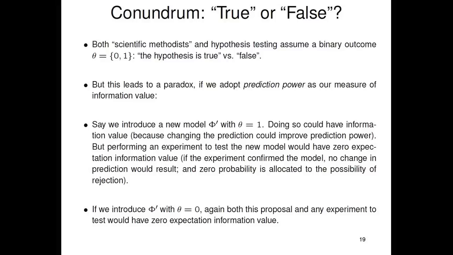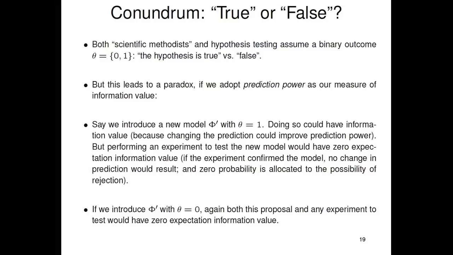Hopefully make an obvious point here that unless we allow the probabilities for different competing models to have values intermediate between 0 and 1, it is sort of a conundrum. That is to say, if we think of the scientific method as basically binary, either models false versus models true with values 0 versus 1, then introducing some model with probability 1, that could improve our prediction power, but doing any kind of experiment to test it couldn't, right? Because we've already accepted the model as being the prediction. So if we get a confirmation from our experiment, it's not going to change the prediction, zero information value. And we've also ascribed essentially zero probability to the possibility of rejection.